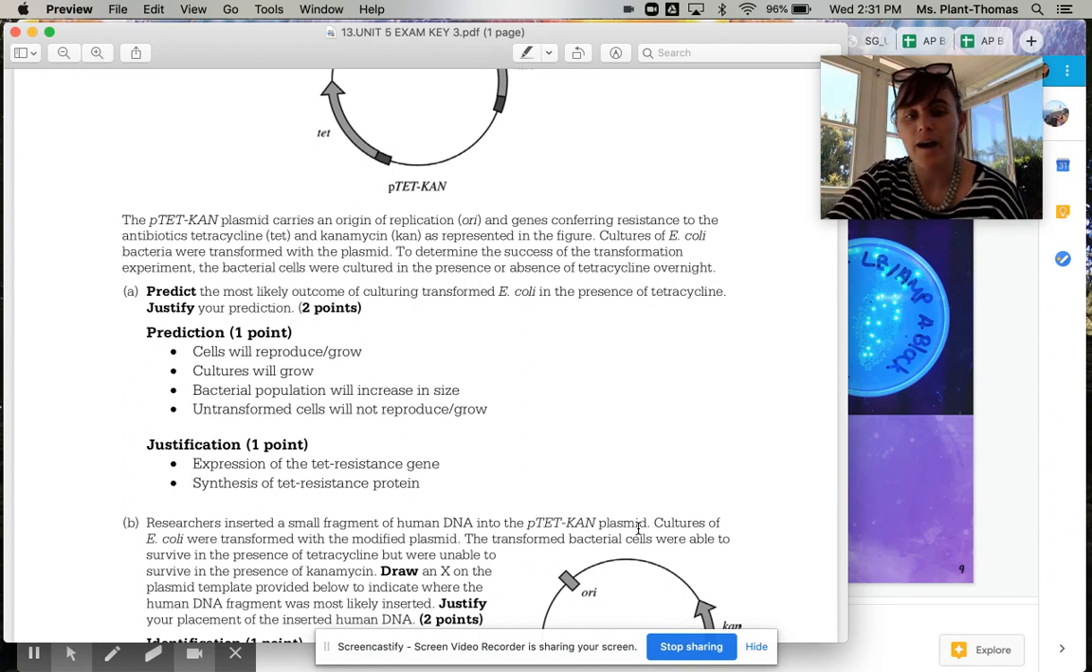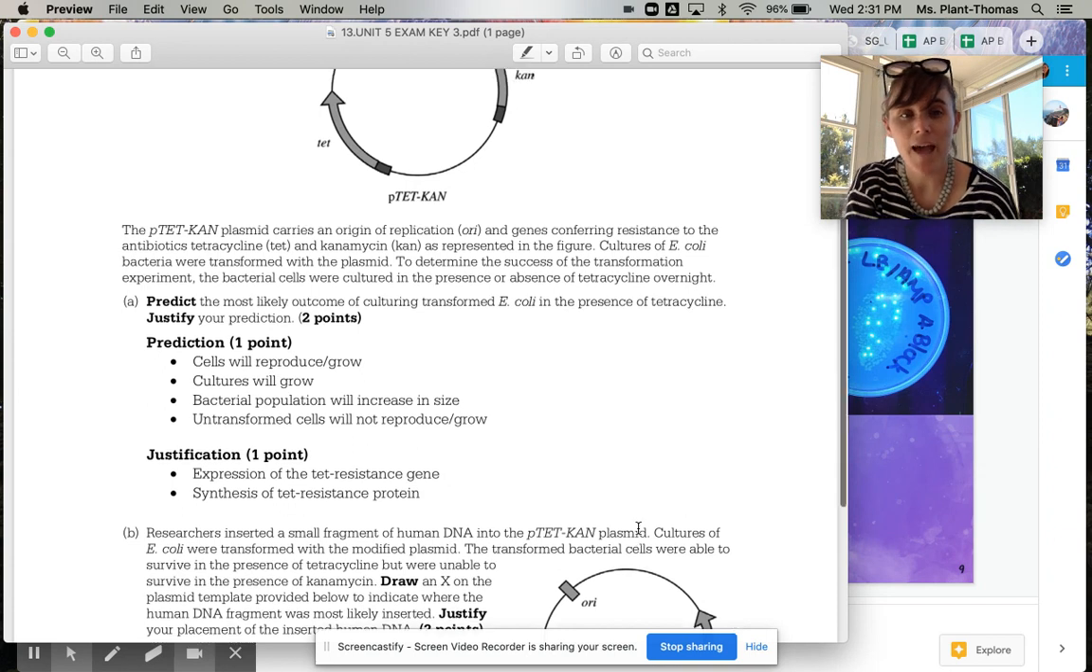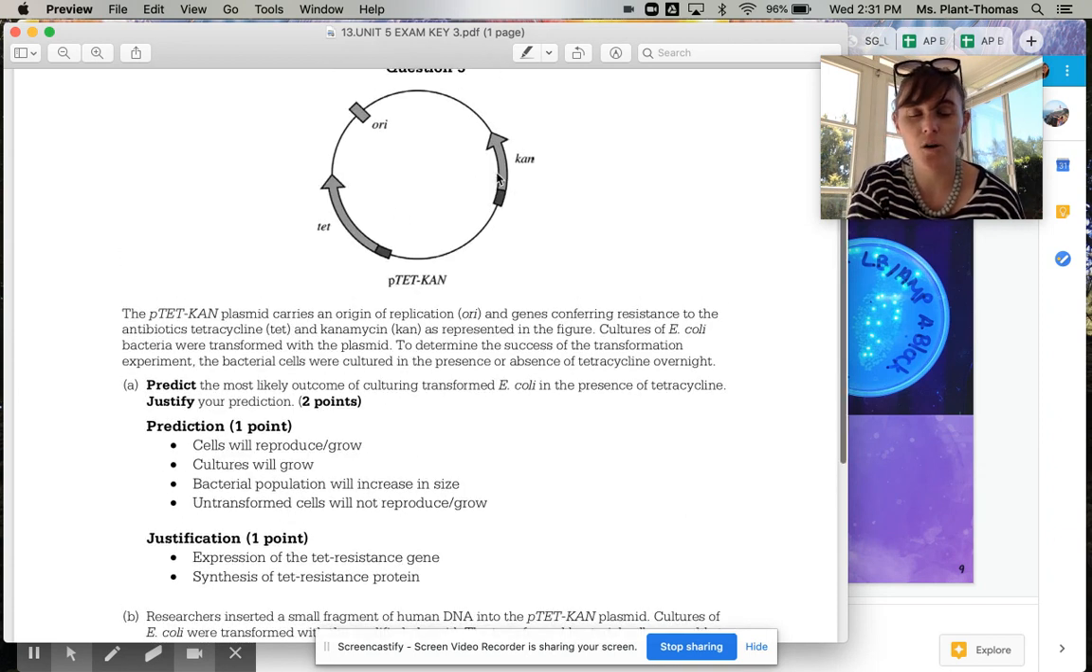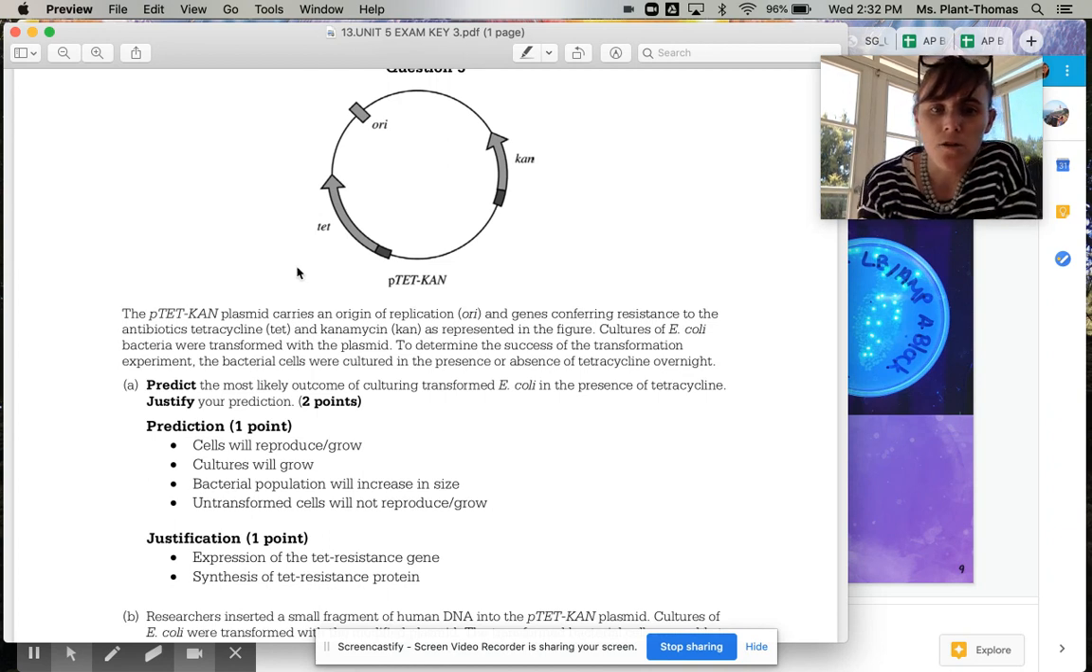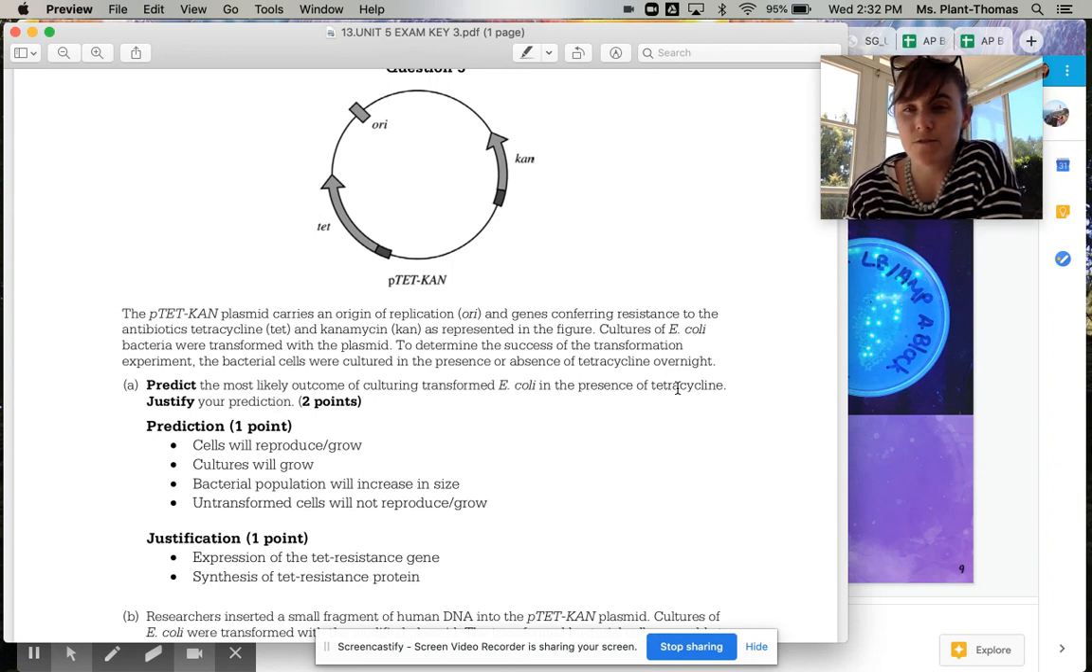So this question is asking you about a very similar topic. We have some bacteria that we're inserting plasmid into, and this plasmid has 2 genes that code for antibiotic resistance, but for 2 different types of antibiotics, kanamycin and tetracycline. So first, it says, what do you think would happen if you have transformed E. coli in the presence of tetracycline? Transformed means that you have correctly added this plasmid into the bacteria cell.